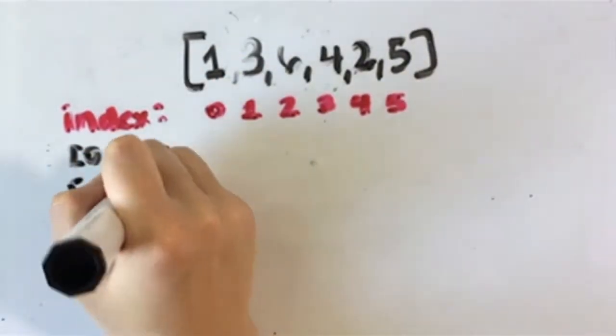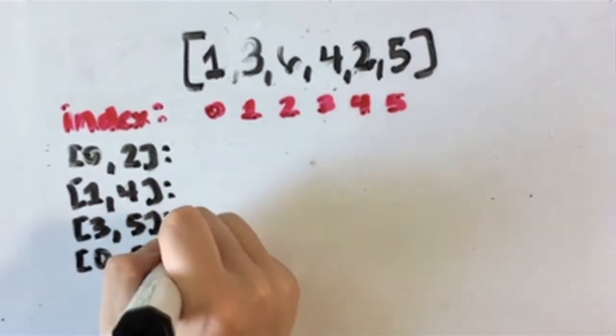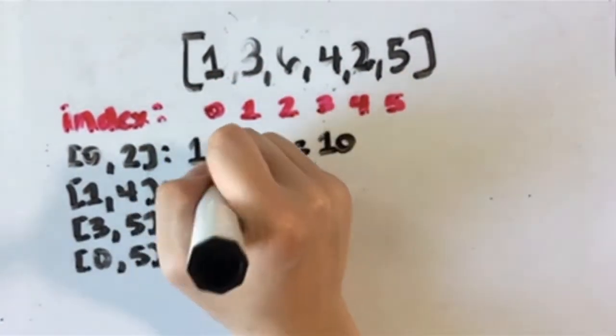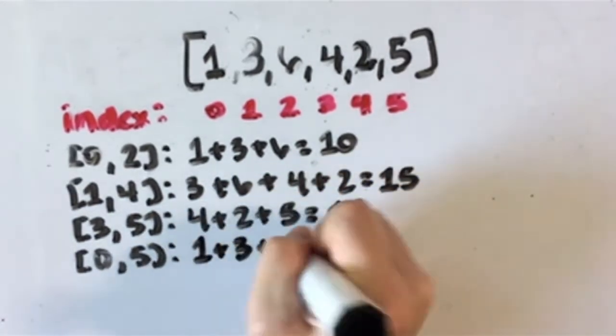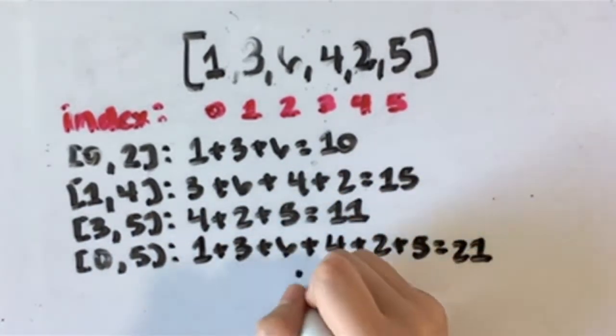Now, what if we were given multiple ranges and asked to compute the sum for each one? While our approach might still be fine for a small number of ranges, it becomes more and more inefficient as the number of ranges we need to compute increases.